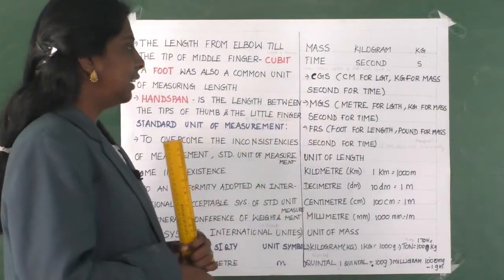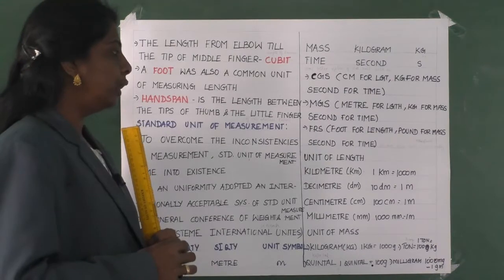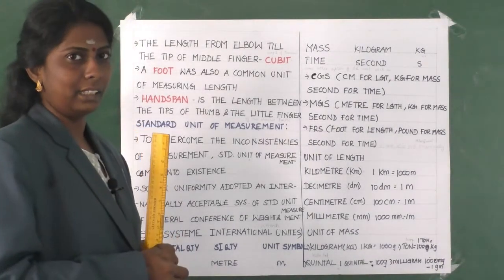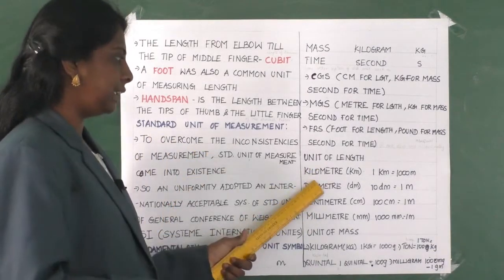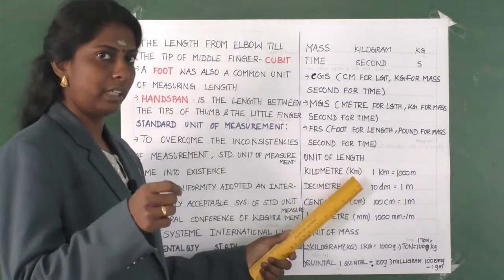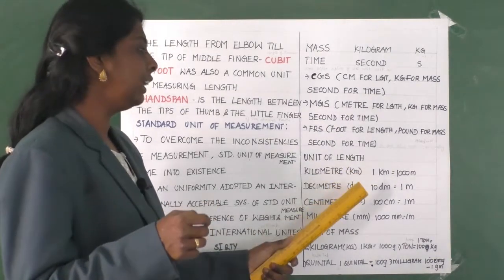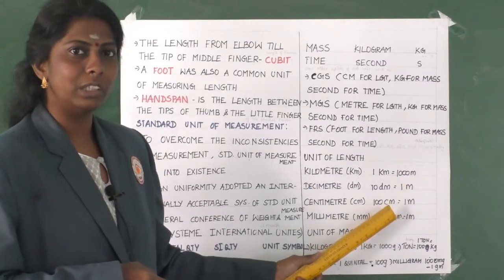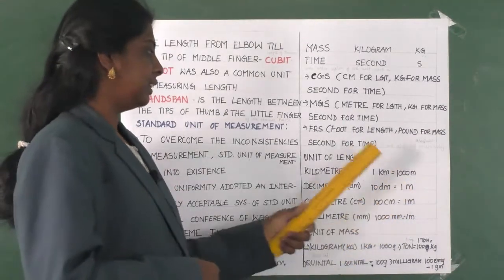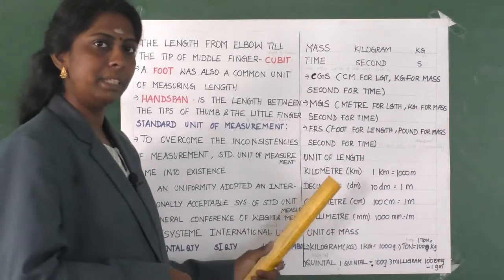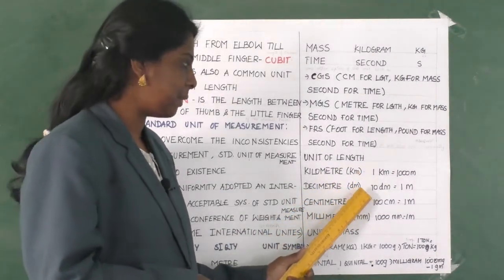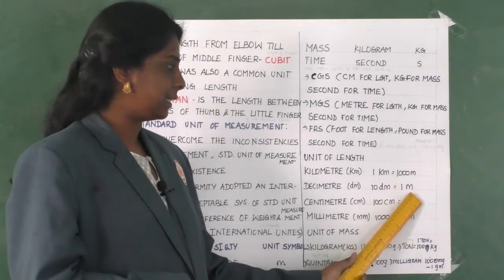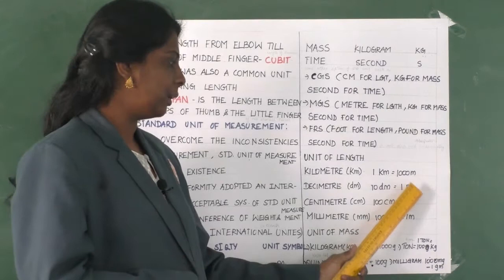Clear? Yes. Next thing is units of length. Now they are using some specific units to measure the length. What are the units? Kilometer, that is in short represented as km. So 1 kilometer is equal to 1000 meter. Then decimeter, which is represented in short as dm. So 10 decimeter is equal to 1 meter.